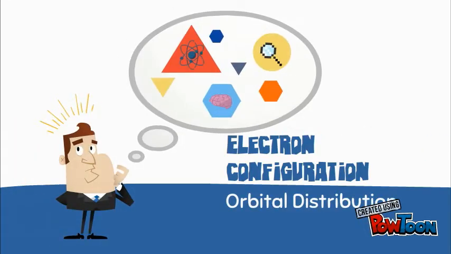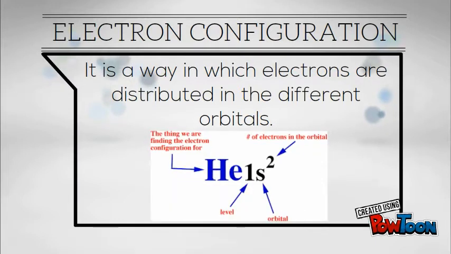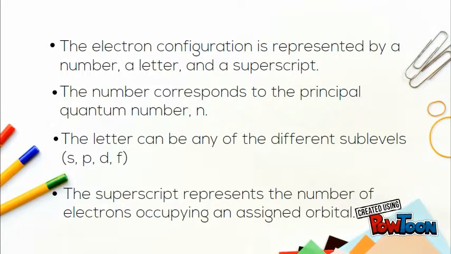Hello and welcome to Electron Configuration and Orbital Distribution. So electron configuration is a way in which electrons are distributed into different orbitals, which is represented by the level, orbital, and number of electrons in the orbital. The electron configuration is represented by a number, a letter, and a superscript.